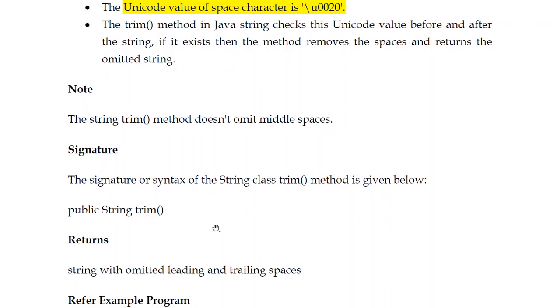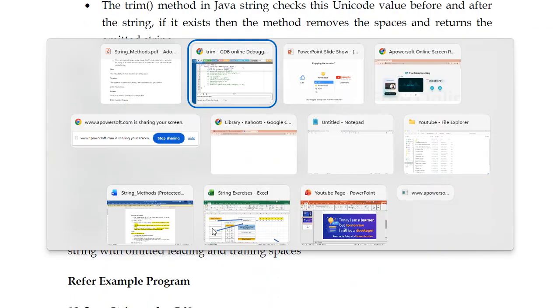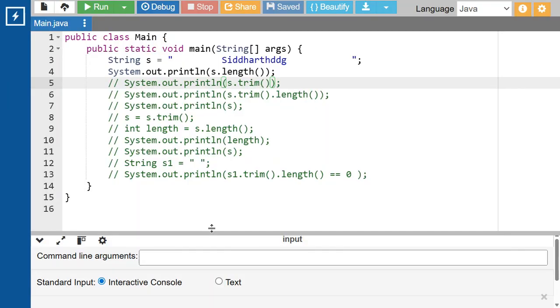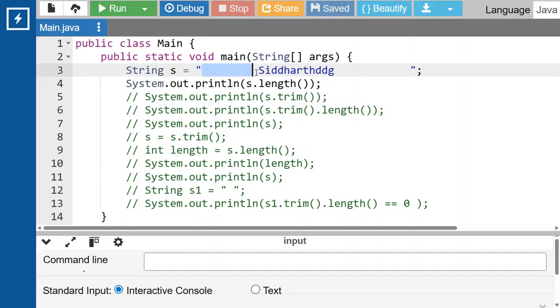We'll discuss it one by one. It will return a string with the leading and trailing spaces omitted. First we'll discuss a simple example. Here we have the reference variable s, a string literal with white space, Siddharth. Before Siddharth TDG, we have some space. This space is called the leading space. And then, on the right side at the end of the string, you have some space. This space is called the trailing space.